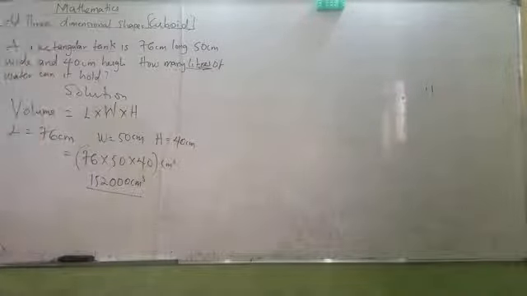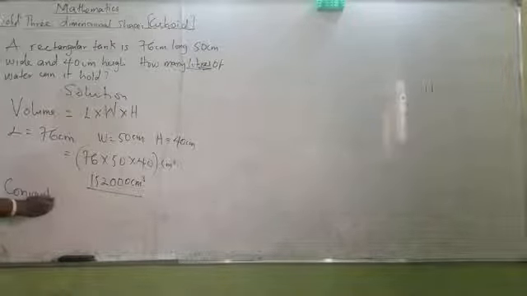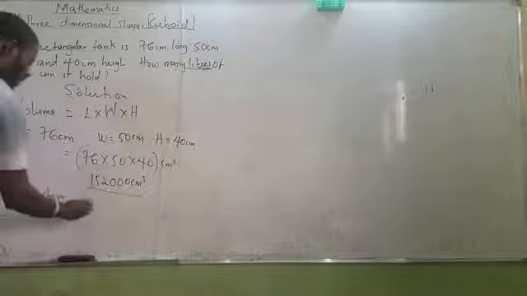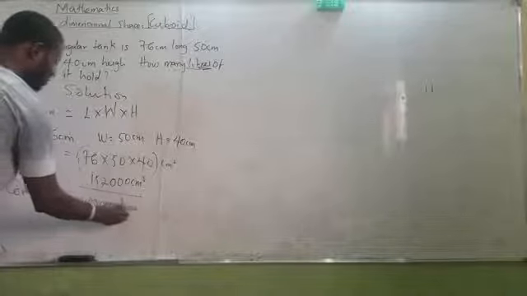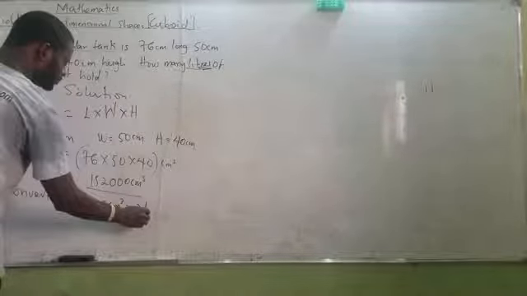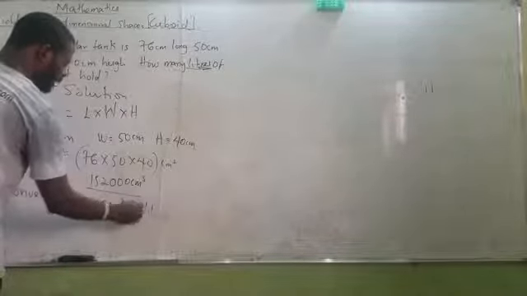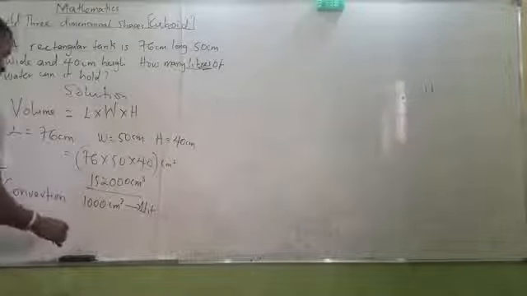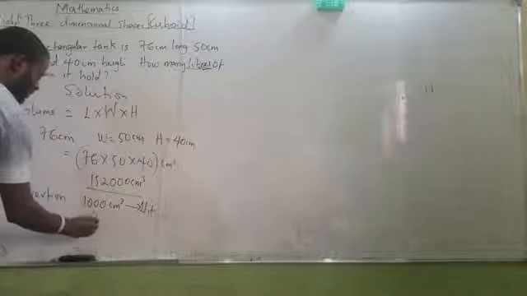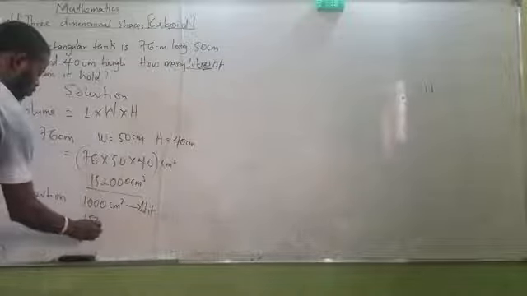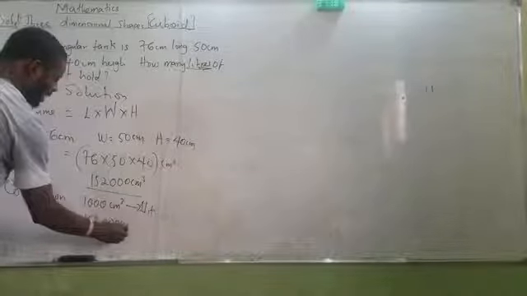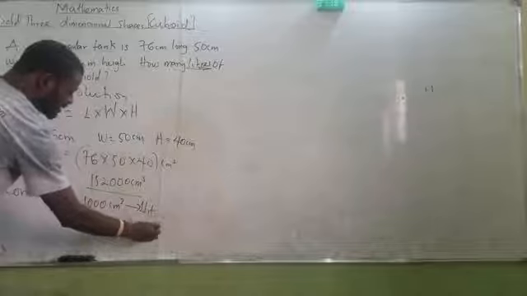Now, you have to know the relation between liters. Conversion, please note conversion. Now, I know that 1000 centimeter cube make 1 liter. Now, since I know that, it means I'm talking about 152,000 centimeter cube make X liter.